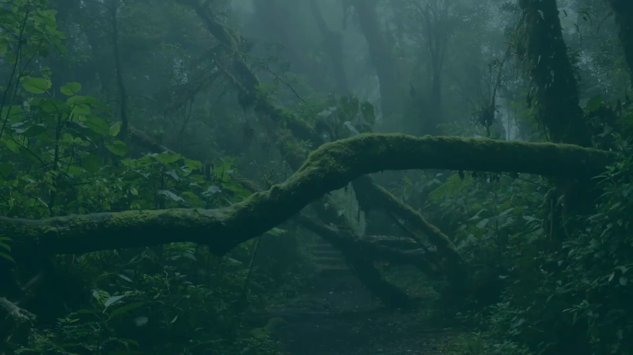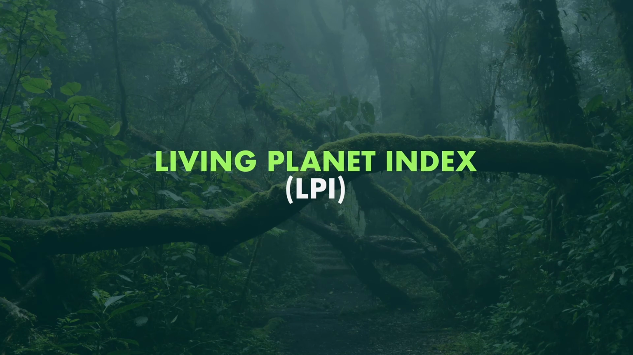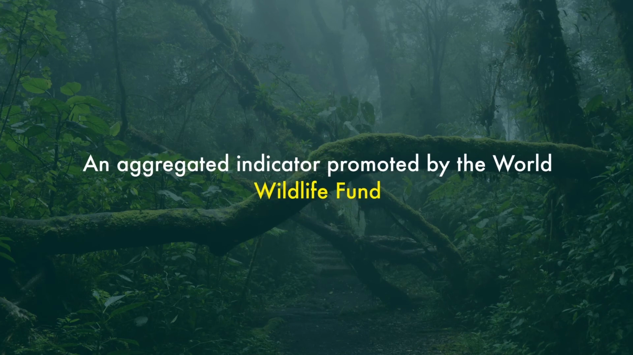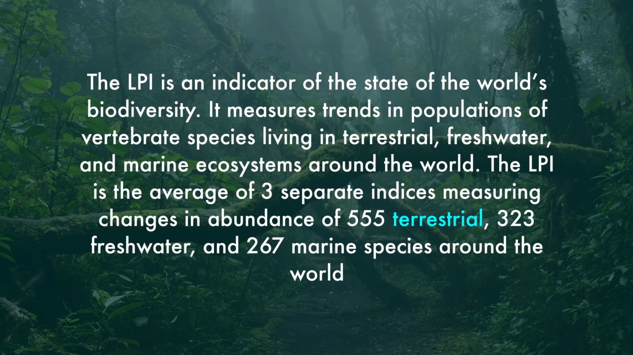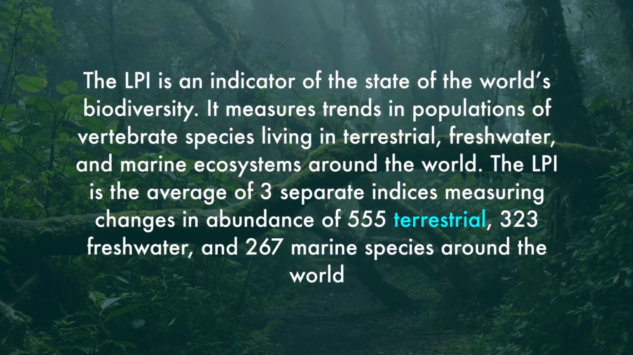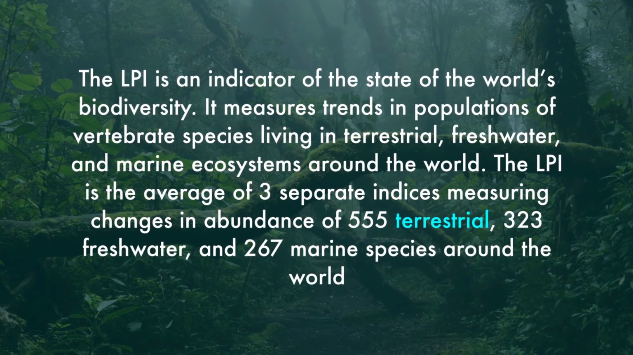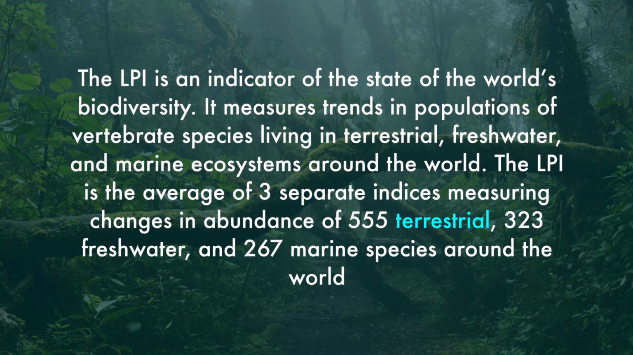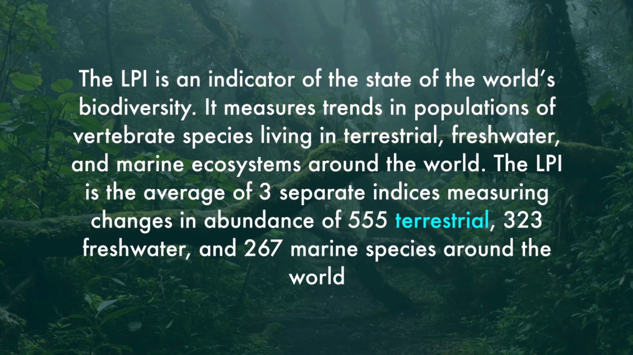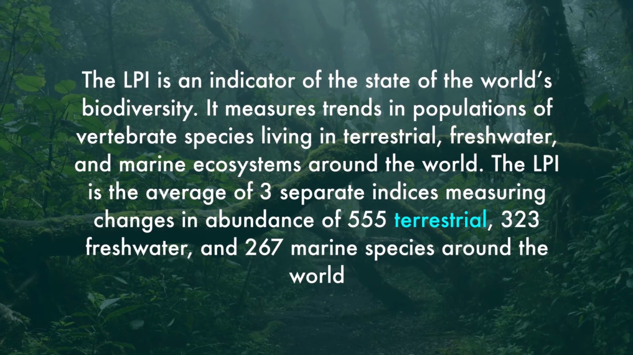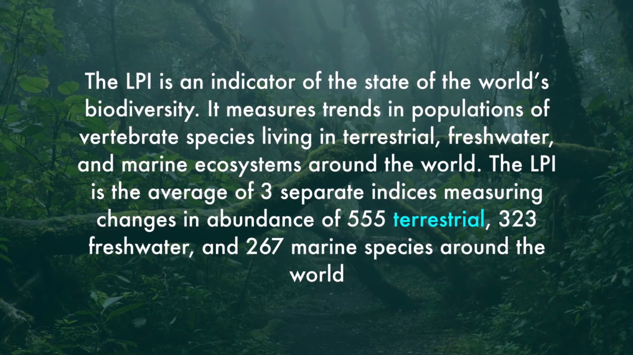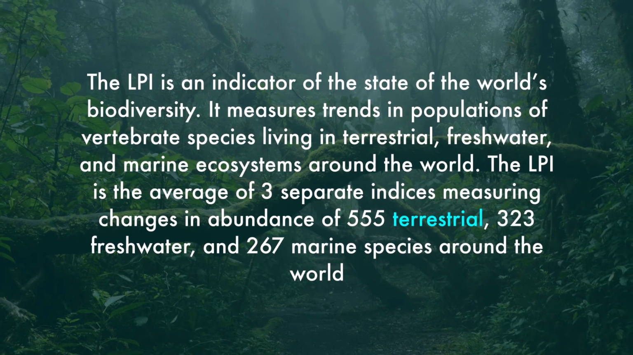Another very common indicator is the Living Planet Index. It is an aggregated indicator promoted by the World Wildlife Fund. The LPI is an indicator of the state of the world's biodiversity. It measures trends in population of vertebrate species living in the terrestrial, freshwater, and marine ecosystems around the world. The LPI is the average of three separate indices measuring changes in abundance of 555 terrestrial, 323 freshwater, and 267 marine species around the world.